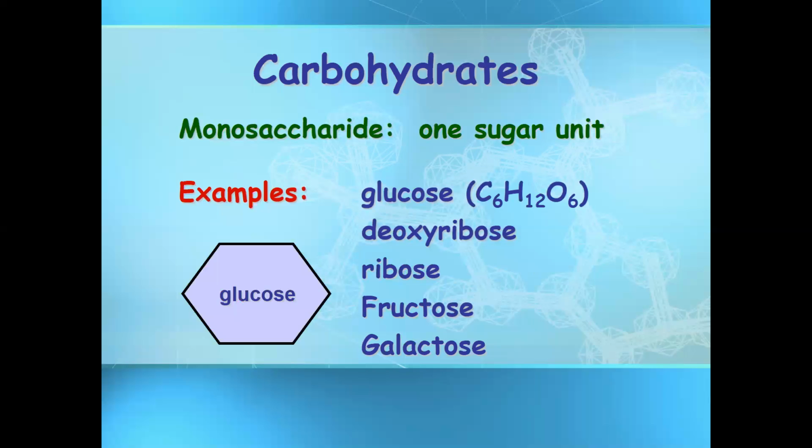Deoxyribose and ribose, that's the sugar in DNA and RNA. Fructose is a fruit-based sugar, and then galactose is going to end up being put together and used to make lactose.